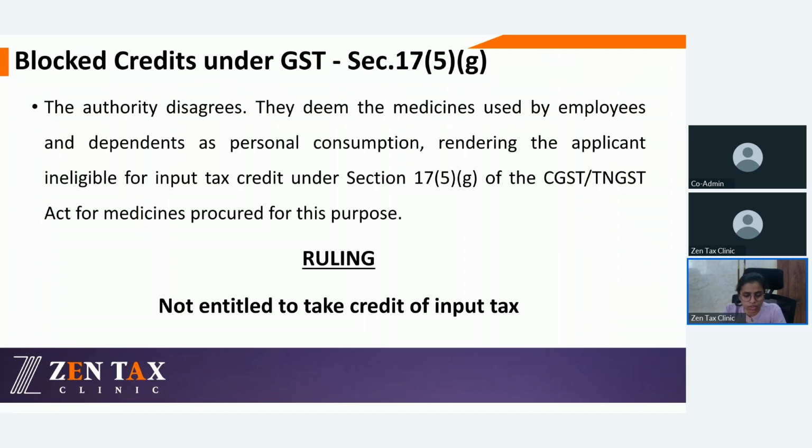tax credit. So with this ruling, we can come to a conclusion that even though in this case it is mandated in the Ports Act, even though it is not personally consumed by the applicant, it is used for the personal consumption of an employee. Even though in that case, the ITC is still ineligible because it is used for the personal consumption. So we'll have to be careful in treating the goods that is used for personal consumption. So this is with respect to personal consumption.